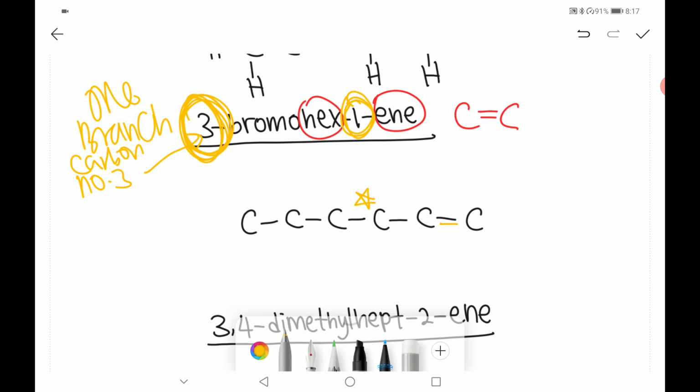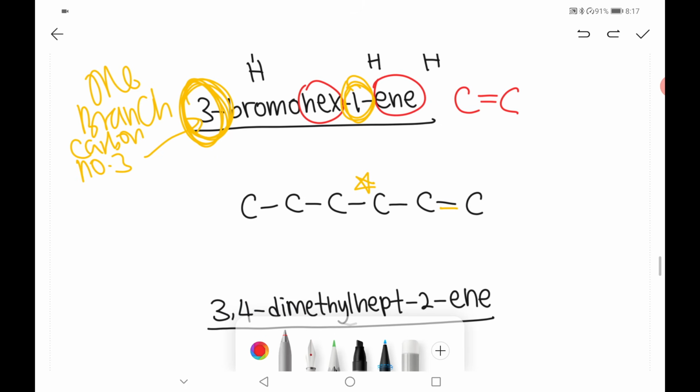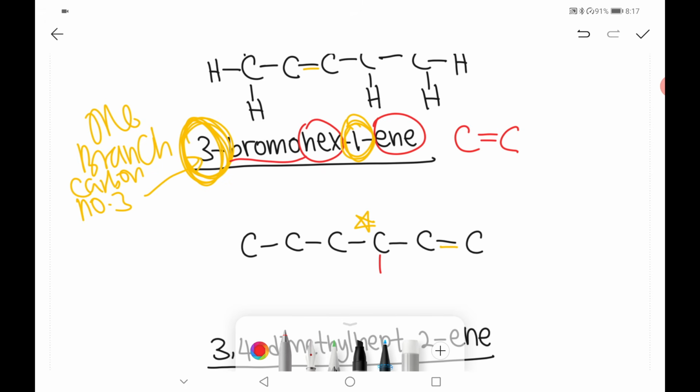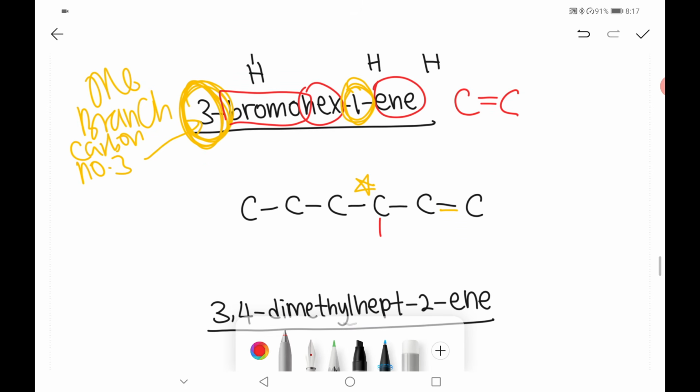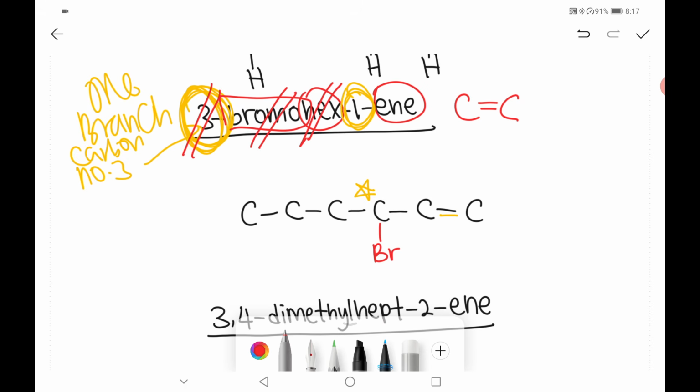So after you know the location of the branch, you must draw it up. So you know the branch is here. Up to you. You can draw the branch on top or at the bottom. So let's say I draw at the bottom. So what is my branch? My branch is a bromo. Bromo means what? Bromine. My branch is a bromine, Br. So after you finish everything, we finish everything already. Number 3, settle. Bromo, settle. Hex, settle. 1, settle. Ene, settle.